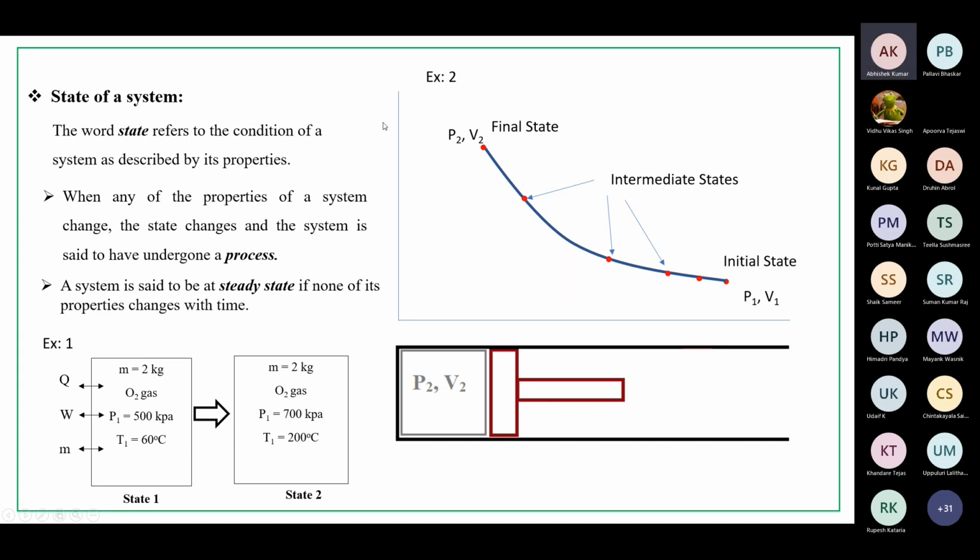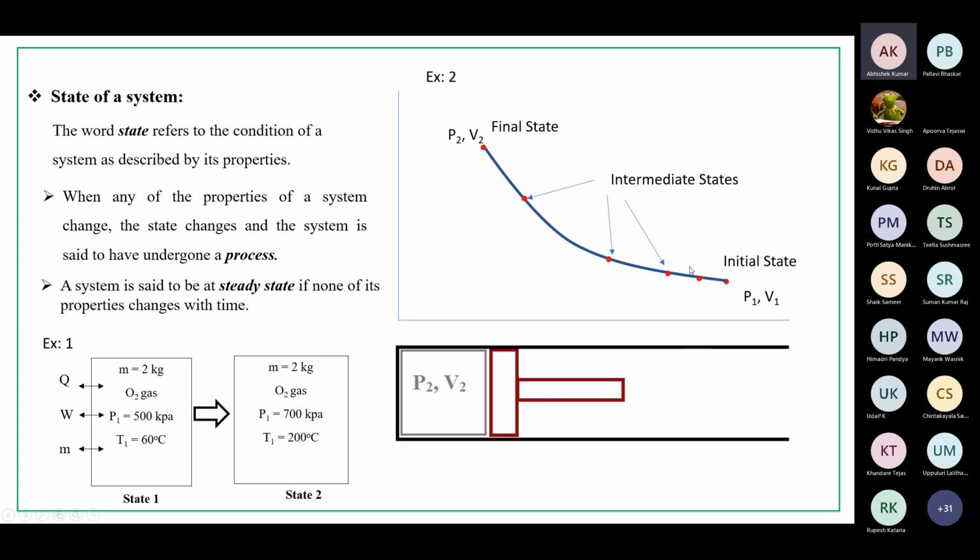This is the PV plot. The y-axis is pressure, the x-axis is volume. When we are compressing, pressure is increasing, volume is reducing. This is the initial state, this is the final state, and these are the intermediate states. Whatever this line is, reaching from the initial state to the final state, this we can call a process.